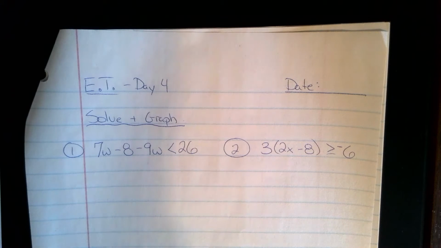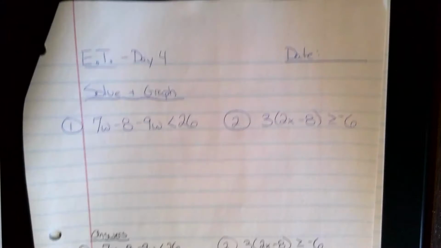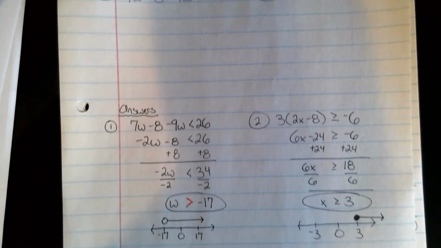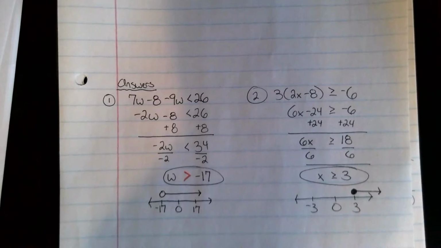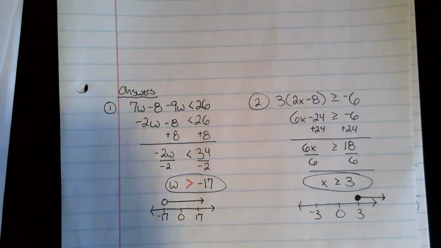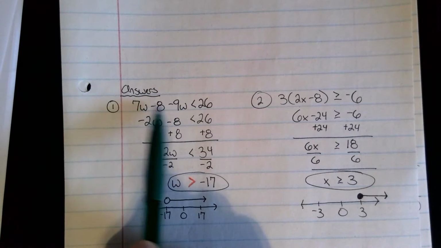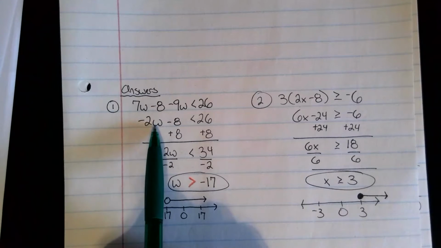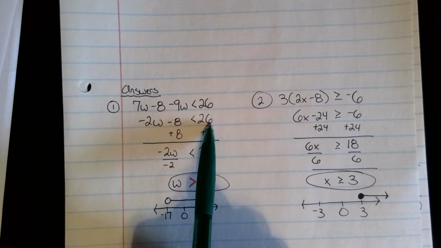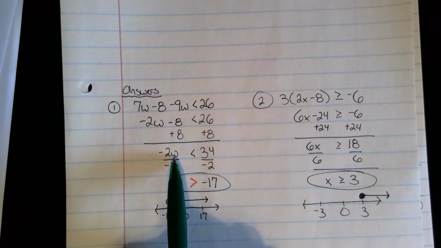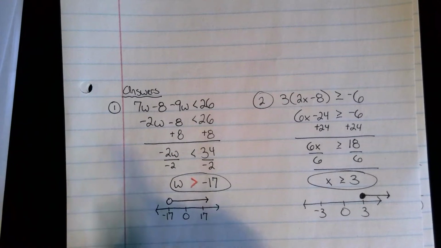Alright, hopefully you tried it. Hopefully it shouldn't have been too bad. You'll notice as we go through each one of these answers step by step, a couple things to keep in mind. The first one, we combine like terms, 7W and negative 9W. That's a great battle, and negatives win by 2, so you get negative 2W minus 8 is less than 26. Now I'll start my algebra by getting rid of the minus 8, adding 8 to both sides, trying to get W alone here. Negative 2 times W is less than 34, so we divide both sides by negative 2.